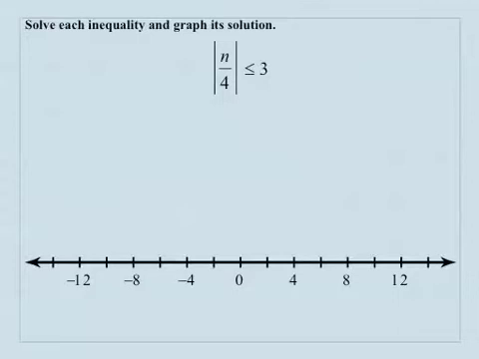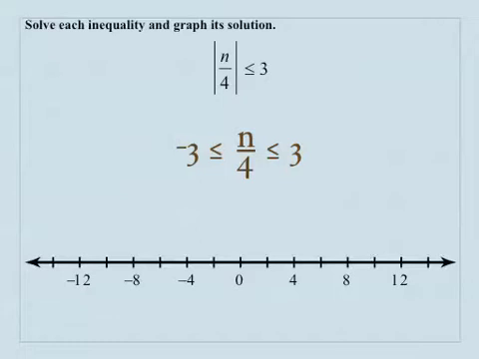When the absolute value is less than or equal to 3, I can write a compound and inequality. I'm going to leave n divided by 4 alone in the middle, and I can take it out of my absolute value symbol. I'm going to say that negative 3 is less than or equal to n divided by 4, which is less than or equal to a positive 3.